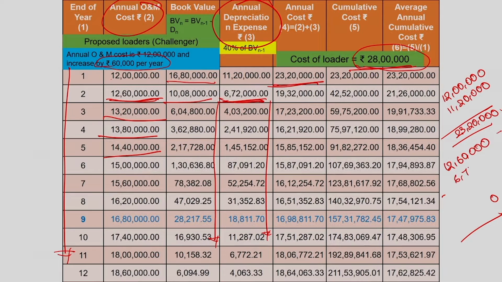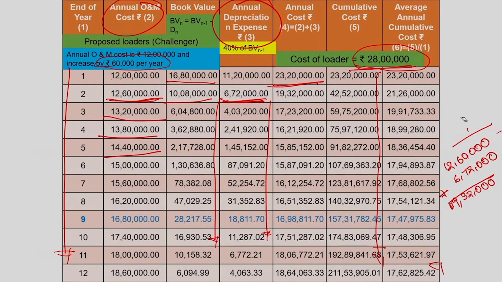Similarly, for the second year, your operating and maintenance cost is 12,60,000 and your depreciation is 6,72,000. That gives you the total annual cost as 19,32,000. Like this you keep calculating for all the years. Every year you can calculate the annual cost, then you can calculate the cumulative cost, then find the average annual cumulative cost, like we did for the earlier old loader, the current loader or the defender.